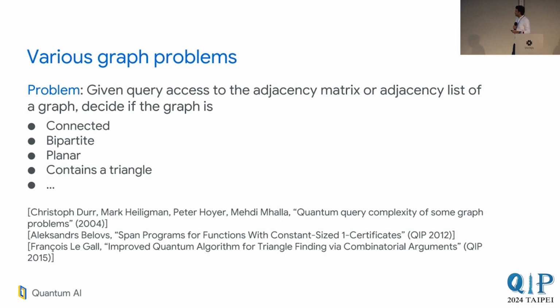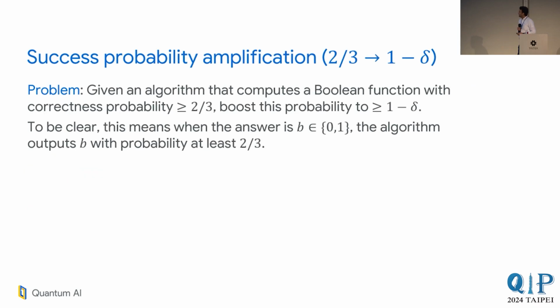Okay, so that was some graph problems. Let's move on to success probability amplification. This is a thing that comes up in algorithms all the time, whether you're doing classical or quantum algorithms. You have an algorithm, and it solves the problem you're trying to solve with some decent probability, 2/3. I've been calling 2/3 probability high probability throughout this talk. But maybe you're not satisfied with 2/3. You're like, that's barely better than chance, right?